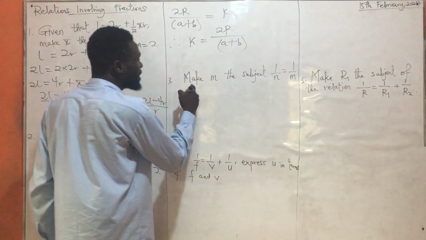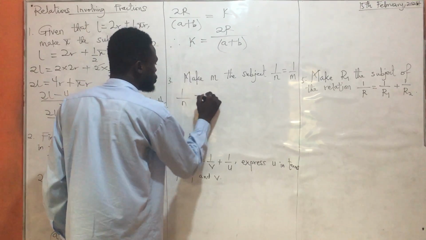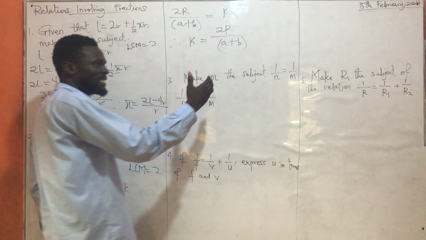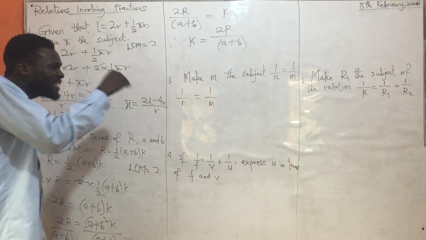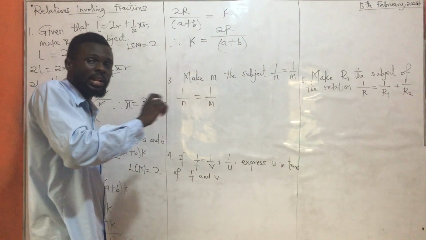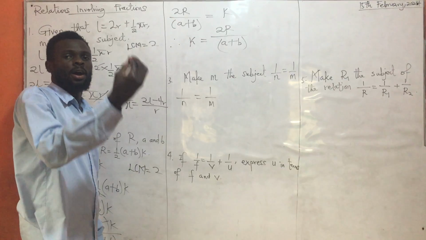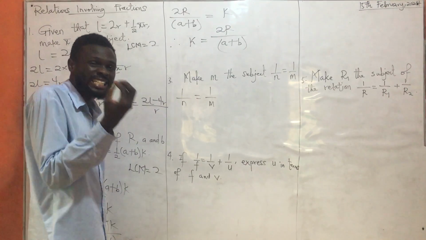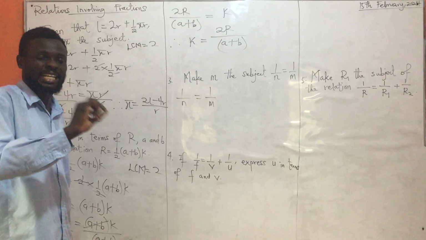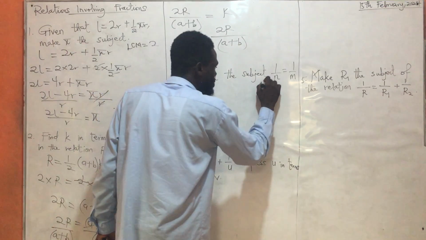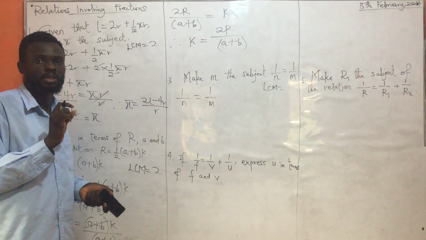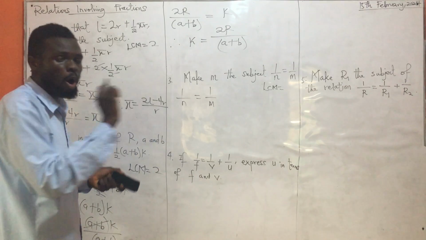Now you have the relation 1 over m is equal to 1 over n. It says make m the subject. Now I need my LCM. What is my LCM? Anytime in an equation you have variables as the denominator and you need the LCM, just multiply all the variables.